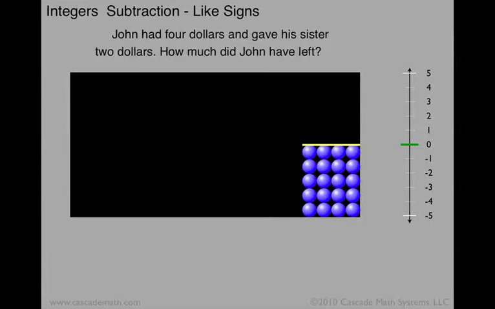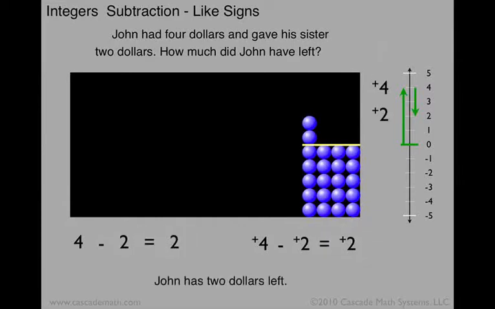John had $4 and gave his sister $2. How much did John have left? Let's represent the money John started with as a positive 4 using the balls. Positive 1, positive 2, positive 3, positive 4. Since John gave his sister $2, we show this by taking away 2 of the balls. Positive 1, positive 2. Positive 4 minus positive 2 equals positive 2. John has $2 left.